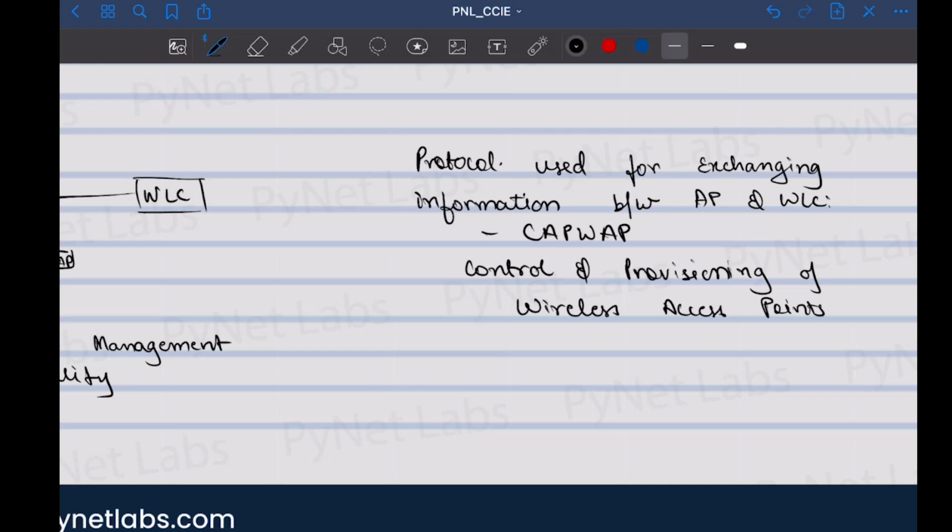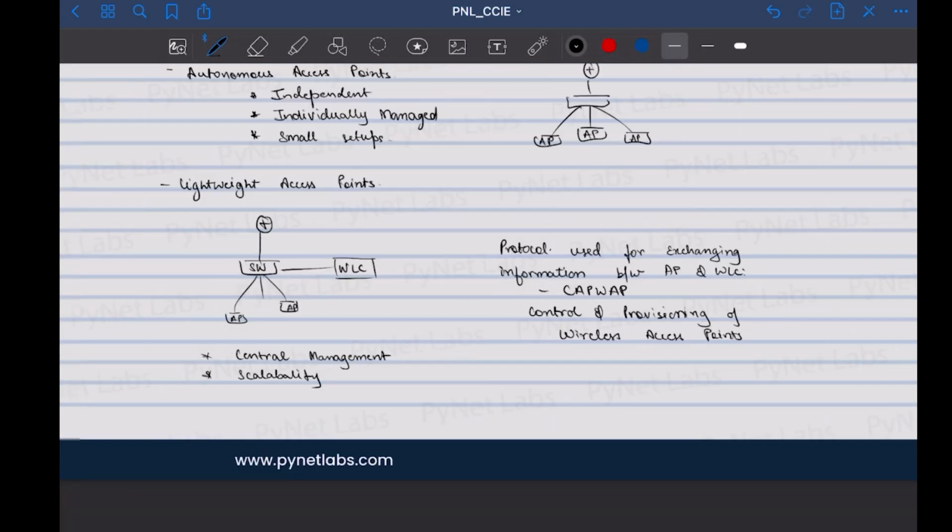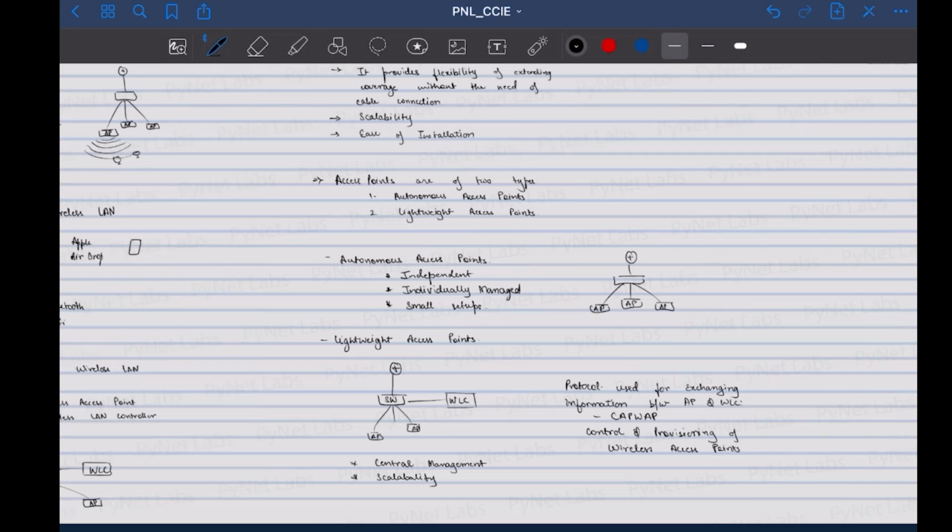Now the choice between the autonomous access point and lightweight access point depends upon the size of your organization, how much cost you are willing to consider for the setup. That's again an important point to consider. Then what type of management you want? Sometimes you may not want centralized access to all the access points and you have a small setup. So you can definitely go for autonomous access points. Otherwise, we have got the option of lightweight access points.